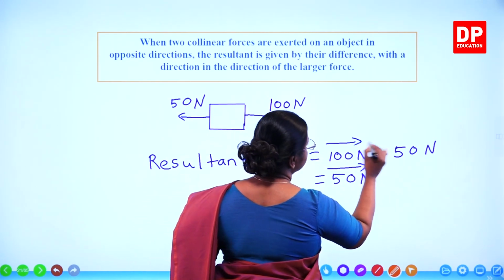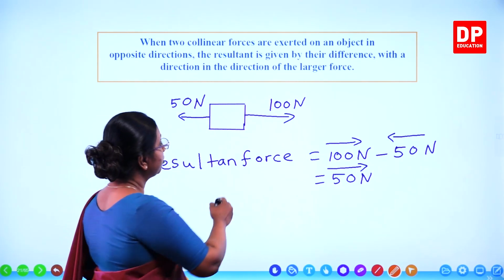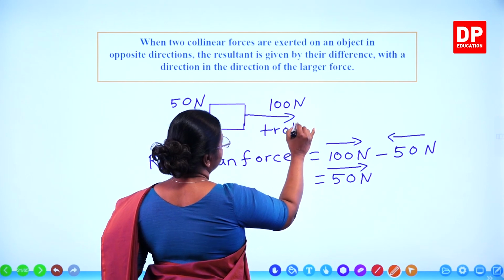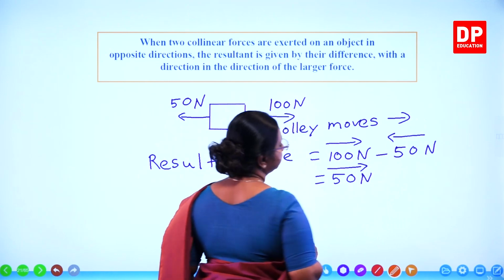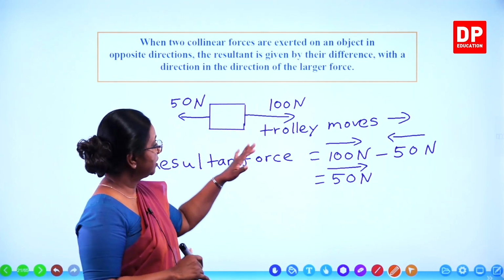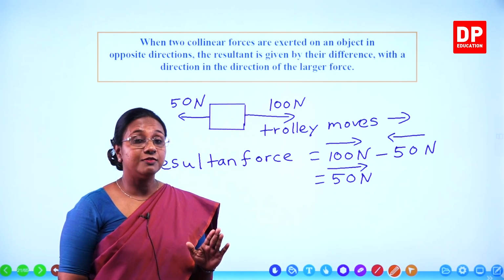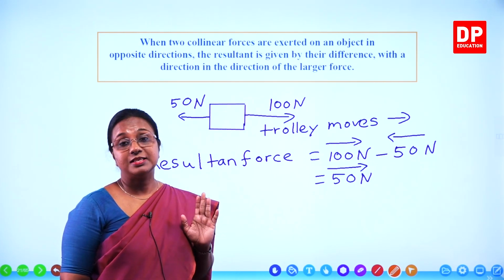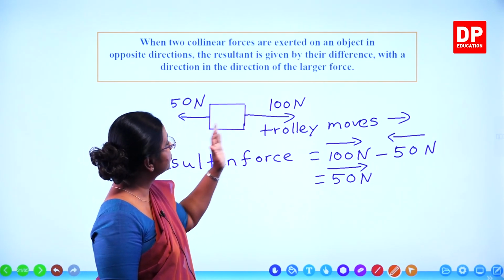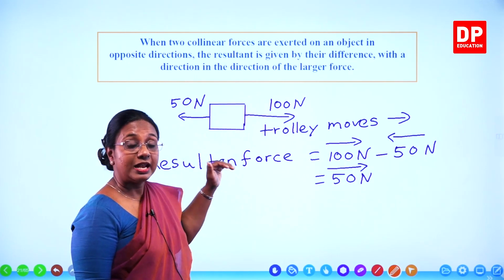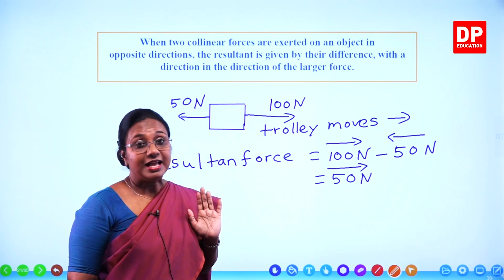Why? The larger force is this way, the smaller force is in this direction. So the trolley moves this way. Is that clear to you? So this is how we find the resultant force of two collinear forces acting in the opposite direction. So if the force was greater on this side, then of course the trolley would have moved this side. So that means the resultant is acting towards this direction. Is that clear to you?